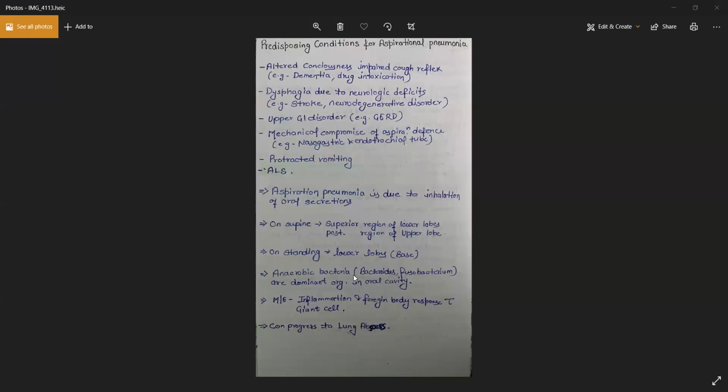Now, because the anaerobes are there and neutrophils will be there, you can also end up having a lung abscess because of this. Yes. And what is a lung abscess, if anyone knows? What is an abscess? Not a lung abscess. What is an abscess? Collection of pus. And how is this pus formed? Walled-off collection of pus. Walled-off pus. Okay.